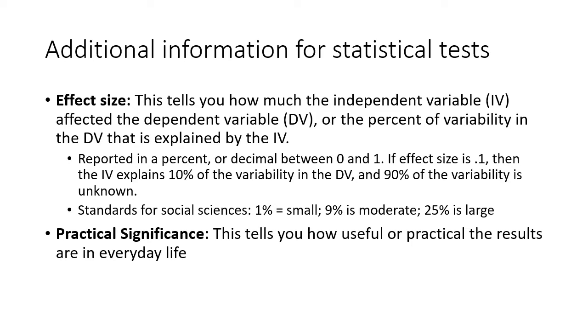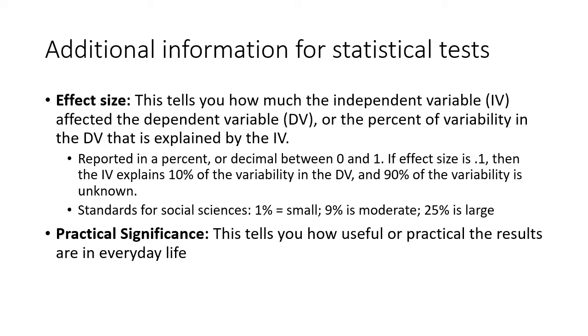Or in other words, it's the percent of variability in the DV that is explained by the IV. So it will be reported in a decimal between 0 and 1. So an effect size of 0.1 means that the IV, independent variable, explains 10% of the variability in the DV. And that the rest of it, 90%, is unknown what causes it. In social sciences, Cohen is the big name who concluded that 1% would be considered a small effect size, 9%, even that small a number, would be considered moderate, and 25% would be large.